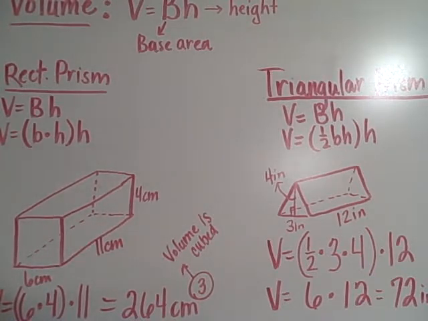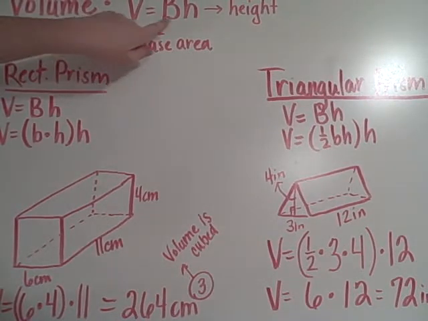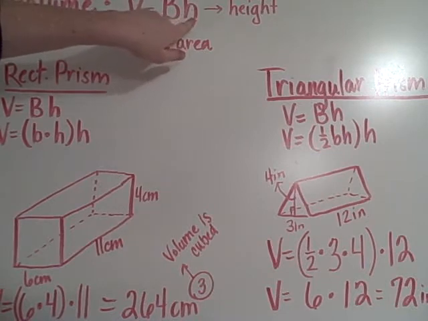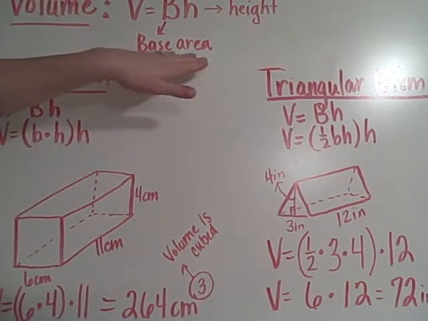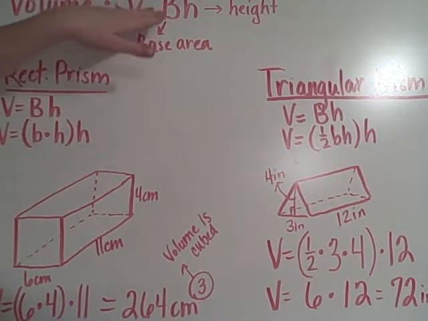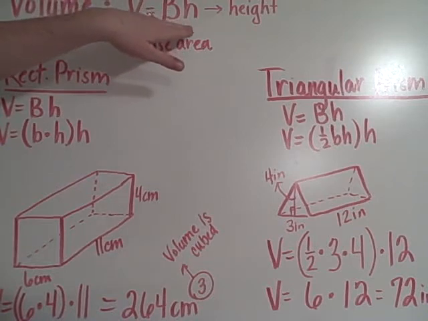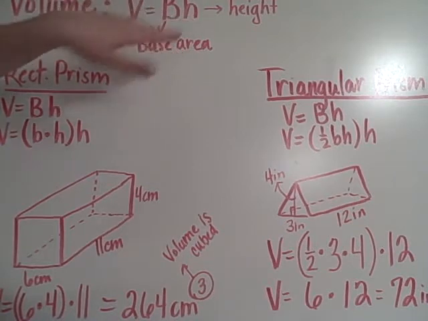All right, we're going to look at two questions dealing with volume. Now, the formula we want to use with volume is equal to capital B times H. This capital B represents the base area. So no matter what the figure is, we find the area of its base and put it in the place of the capital B. And then we multiply it times the height of the figure.